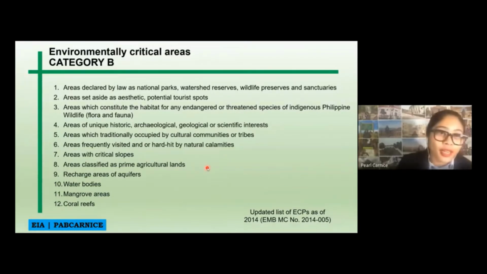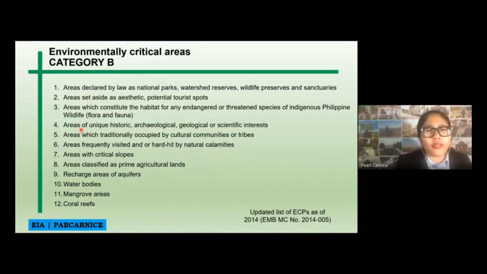Next is mangrove areas. There are actually a lot of mangrove areas that I've observed in our province that they are cutting and converting into hotels or resorts. I'm not quite sure if they secure an ECC for that, but definitely if it's in a mangrove area, you will have to secure an ECC. And of course, coral reefs.